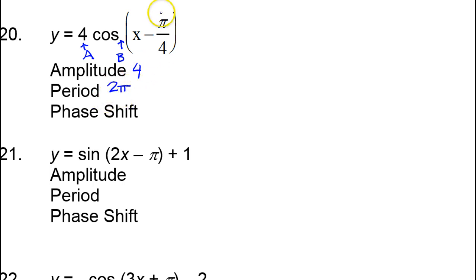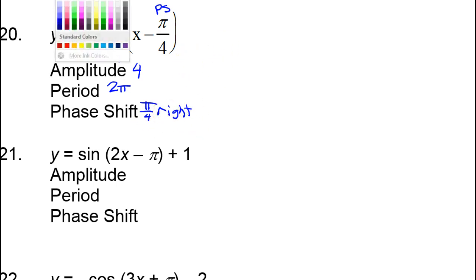Now, we do have a phase shift right here. It's the opposite of what it looks like. So this will be a phase shift of pi over 4, but minus pi over 4 is actually a phase shift to the right by pi over 4. Okay, so let's go ahead and do the graph.